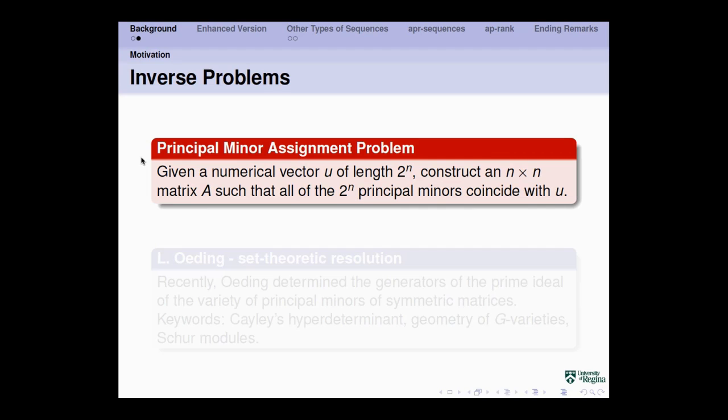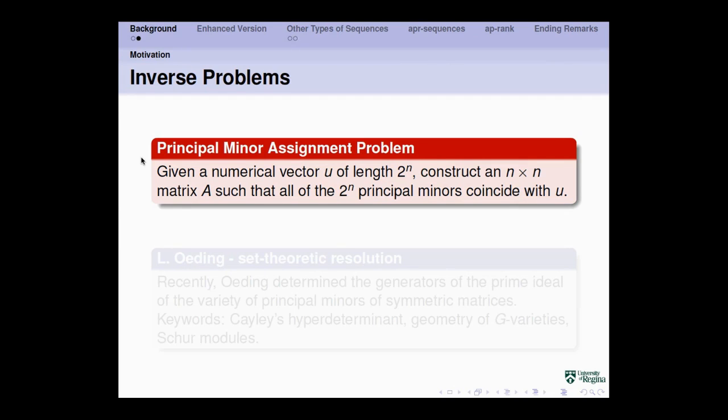And a very important and still unresolved problem is what's referred to as the principal minor assignment problem. So if you've been keeping track, you'll understand that there are 2^n possible principal minors in an n by n matrix, right? It's simply the number of subsets, the power set of 1 to n.